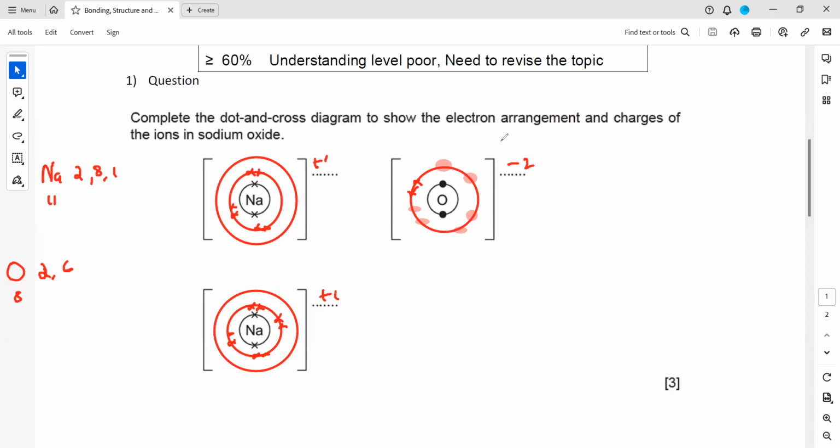You can draw the last shell empty here, that's fine. Or if you remove this shell, that is also correct. If you draw the third shell empty, that's also fine. This is the structure of sodium oxide.